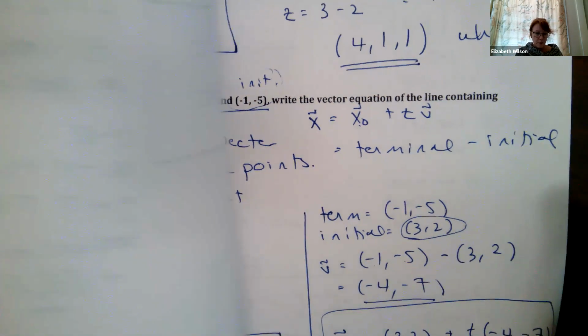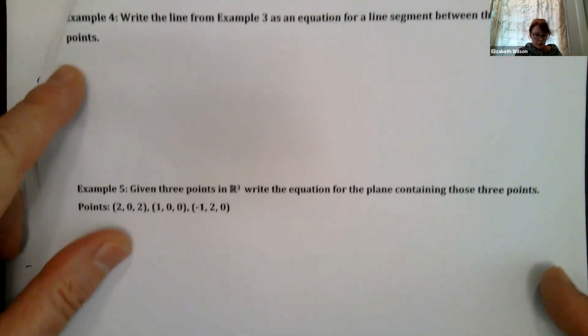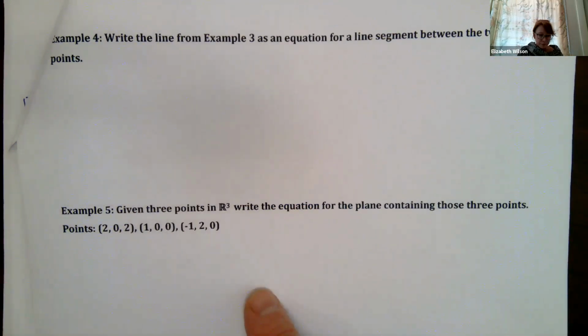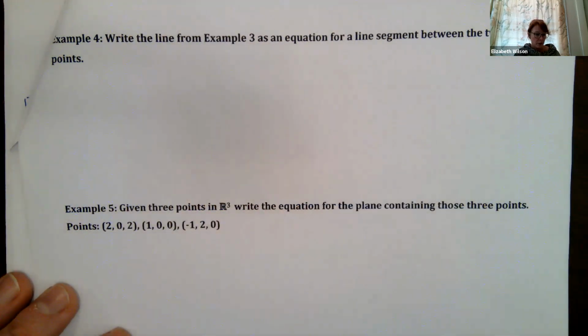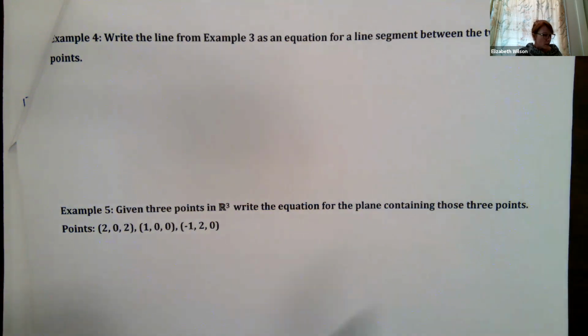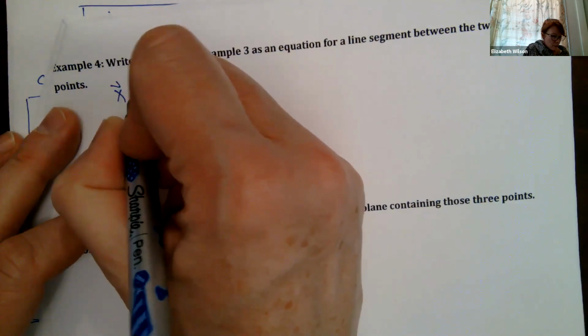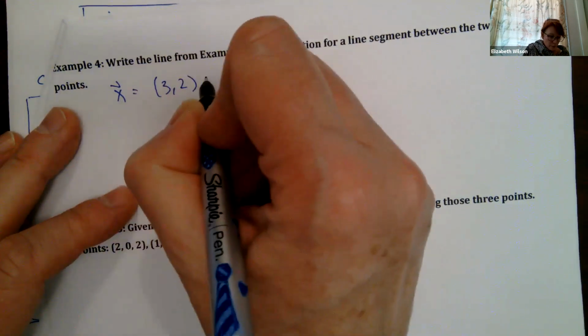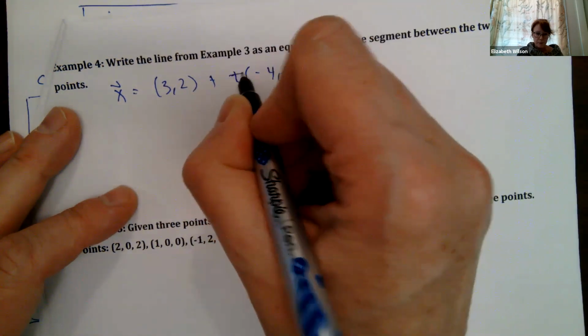Now the next question, and the reason I'm reviewing that, is example 4, which says we want to write the line from example 3 as an equation for a line segment between the 2 points. So as though I were to have a line segment. Let's remember the line itself was x bar equals (3, 2) plus t times (-4, -7). I'll just choose this one.